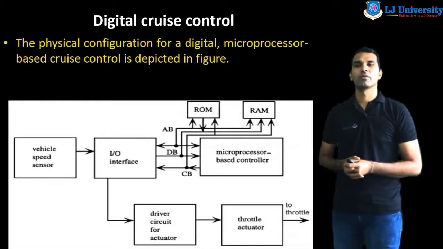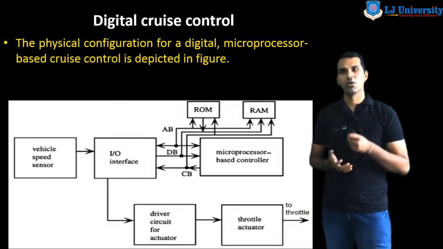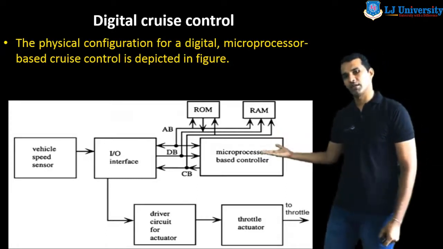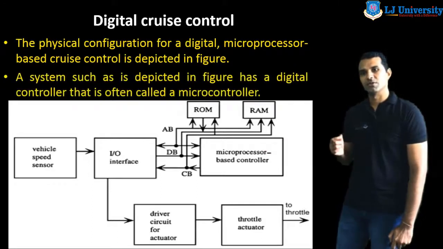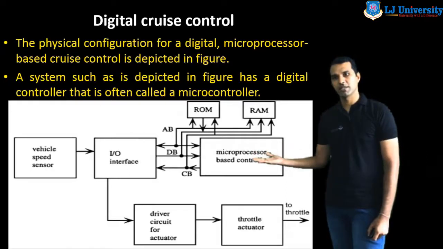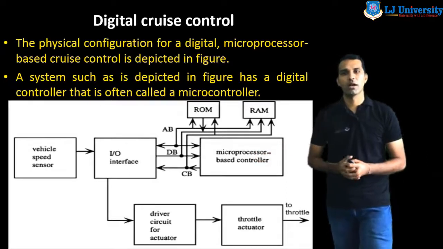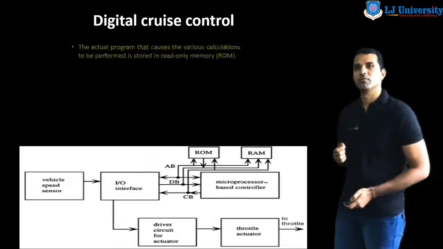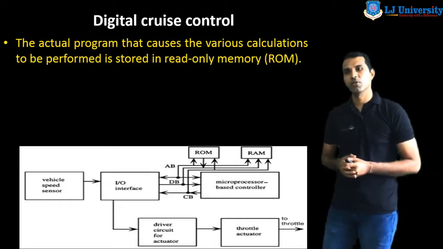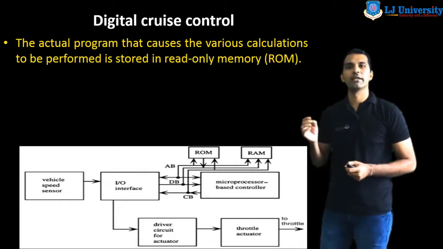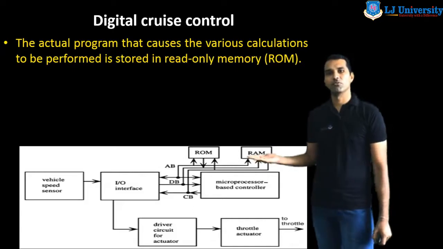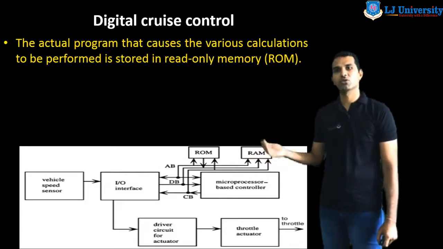Now we discuss this. The physical configuration for the digital microprocessor-based cruise control is depicted in this figure. A system such as depicted in the figure has a digital controller. Here we can see this is a digital controller. This is often called the microcontroller. The actual program that codes the various calculations to be performed is stored in the read-only memory, that means in the ROM. So the actual program that performs the calculation is stored in the ROM.